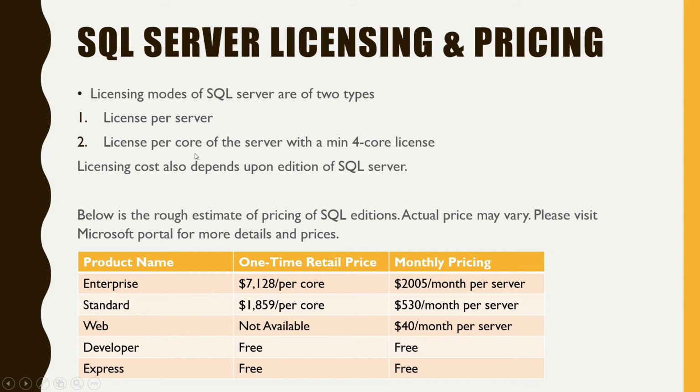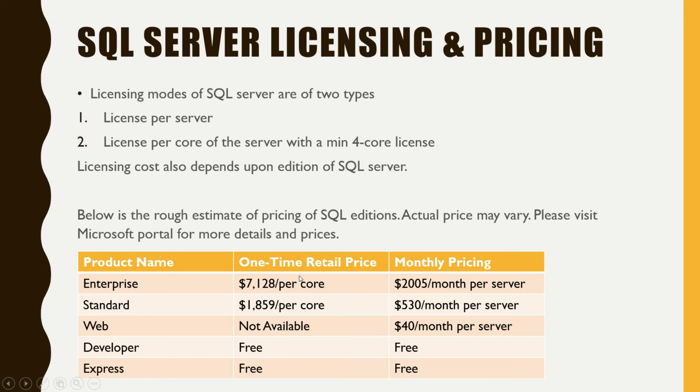Core is a part of the CPU which processes data. One core can work on one task while another core can work on different tasks simultaneously. So the more the number of cores, the more the processing speed of the CPU. License per core requires a minimum 4 core CPU to be licensed. Now provided below is a rough estimate of pricing of SQL Server editions.